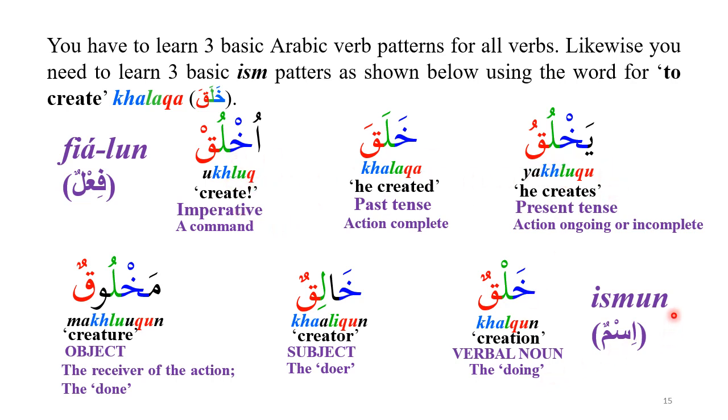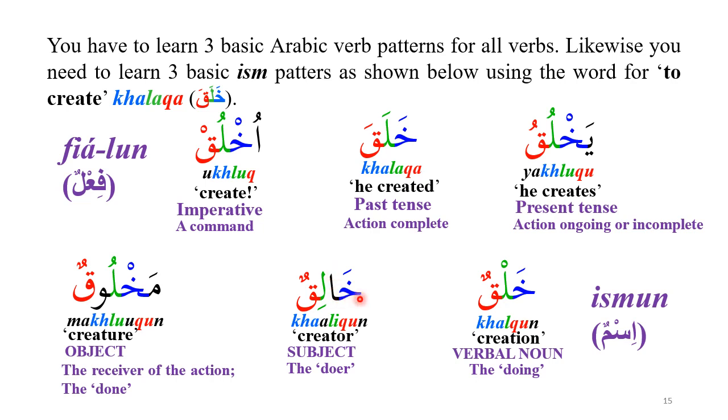And then on the ism side, you also have to learn three patterns. One is khalqun, meaning creation. This is the verbal noun, or the doing, when somebody is doing something. So the act of creation is khalqun. The presence of the sukun on the second root letter would mean this is not a verb, and then the tanwin also means this is an ism. And khaliq means the creator. Here the alif obviously is showing the subject.